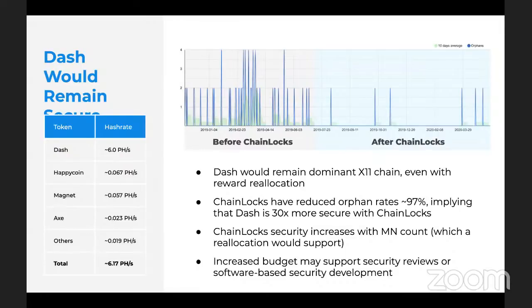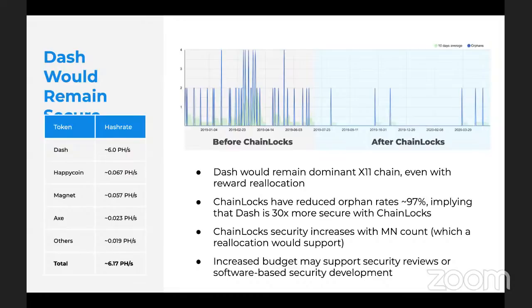There are some potential objections to these 3 things, and I'd like to proactively address some of those. The first that I've heard is, well, would Dash remain secure? And the answer is yes, it would. Dash would remain the dominant X11 chain, even with a reward reallocation. If you look at Dash's hash rate versus other coins that use X11, we account for almost all of the hash rate. That hash rate is at a record of around 6 petahashes right now. And so even after reallocation would be heavily dominant within the X11 space.